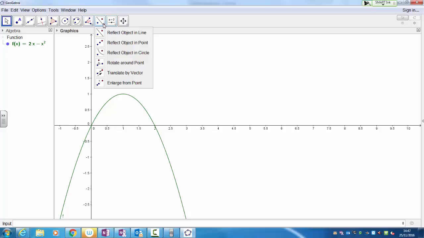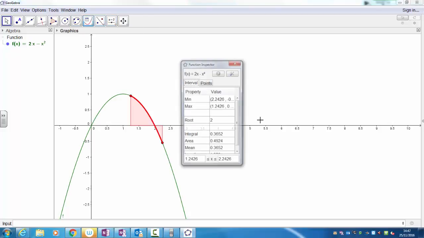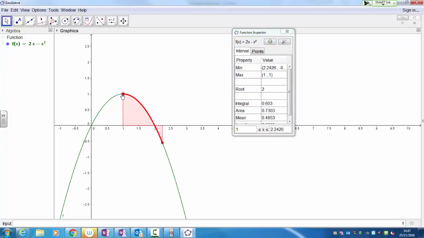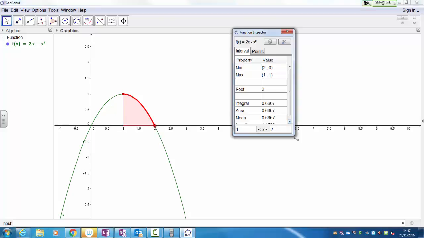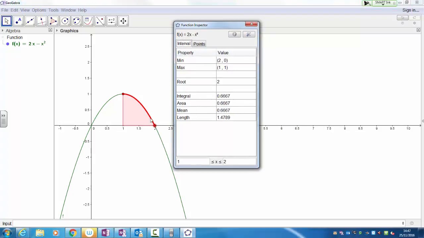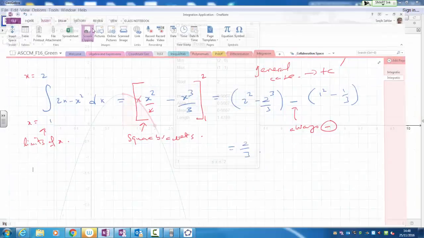Now one of the things on GeoGebra is something called a function inspector. If I click on this, I can move these points around. So if I go to 1, and I go to 2, there's 2 and 1. This function inspector gives me quite a bit of information about the graph, and it tells me that the area is 0.667. So if I in fact go back, let's just put that in. That's 2 over 3.